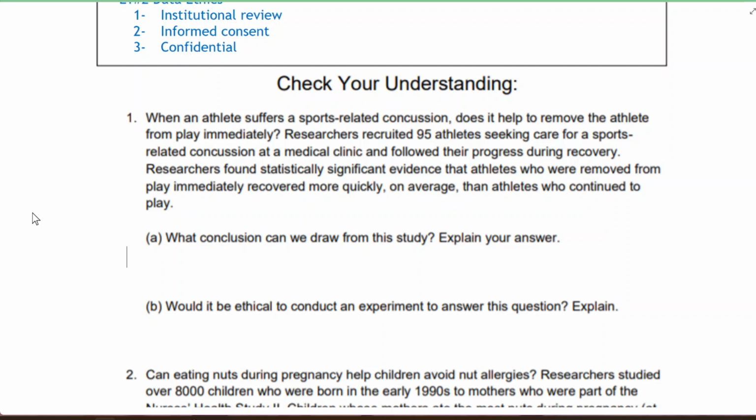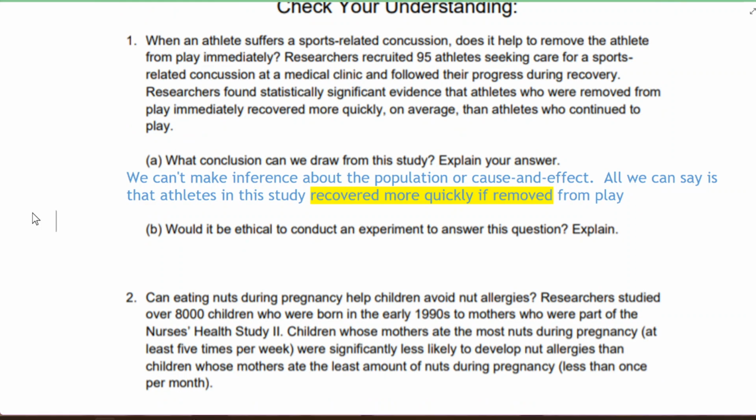Can we show cause and effect? Probably not. Can we show a strong correlation? Absolutely. We cannot make an inference about the population, and we cannot show cause and effect. All we can say is that athletes in this study recovered more quickly if removed from play. Again, there's a few reasons why we can't do an experiment. We can never show that this is a cause and effect relationship, but we can show a very high correlation, which might be enough for some people.